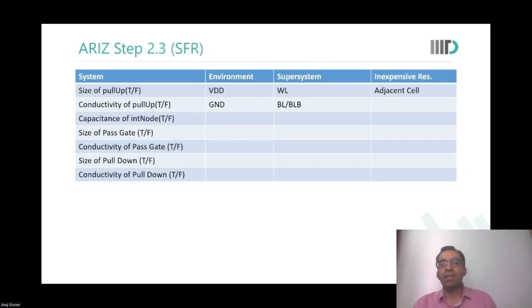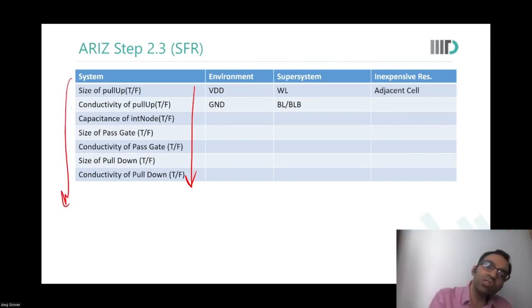And then I start to write down substance field resources at various levels. What are the system components? I write down all the system components and their parameters. So size of pull-up is one variable, conductivity of pull-up is another variable, capacitance of int node is one variable, size of pass gate is another, so all these are resources. I could play with all these resources to solve my problem. So I am trying to write down all the system resources and making a table out of them.